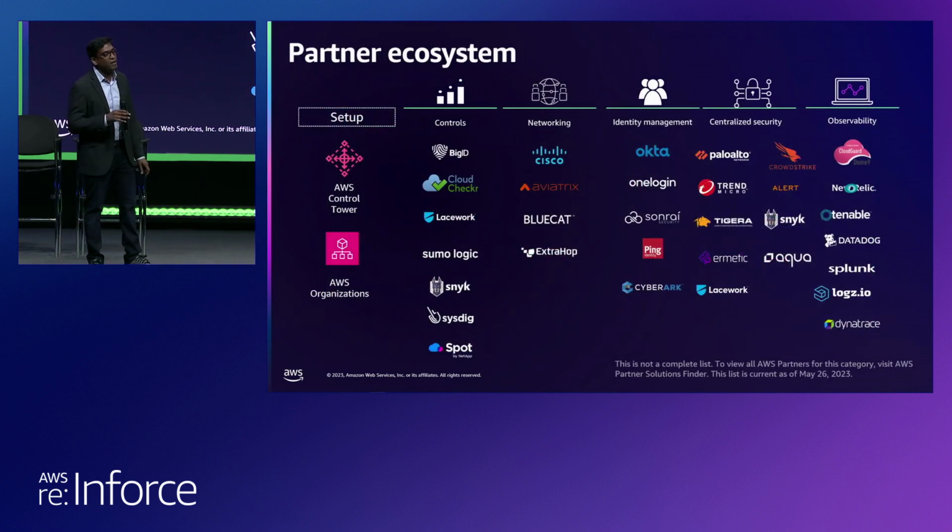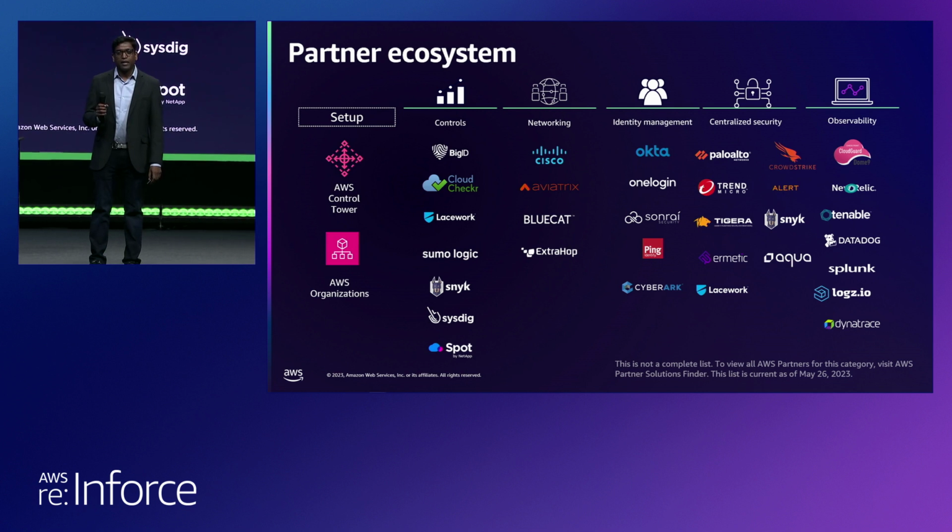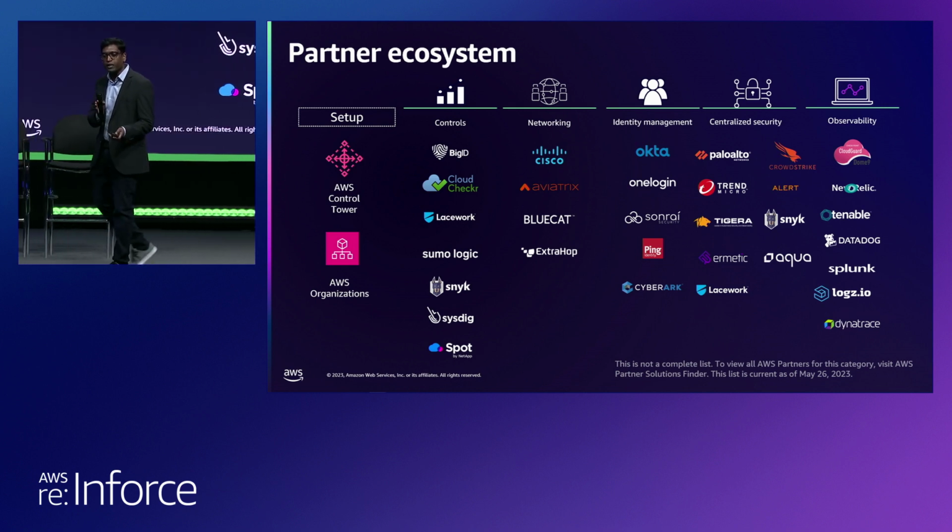All right, we also have a rich partner ecosystem. And here, if you're looking for other capabilities, you can pick and choose our partner products that cover the governance categories of controls, identity, security, and more. And some customers also like to use partner products that they're already using in an on-premise environment. So this gives them the opportunity to use something that is familiar.